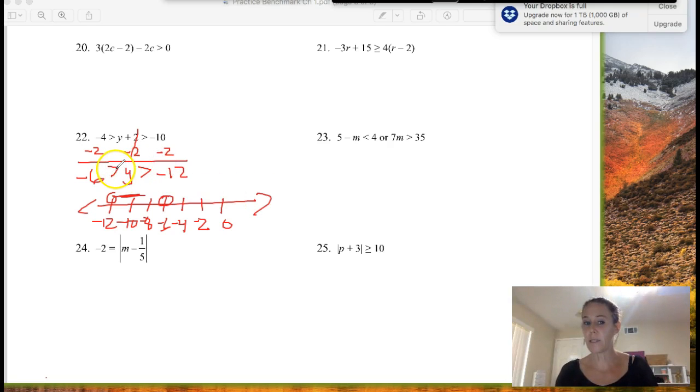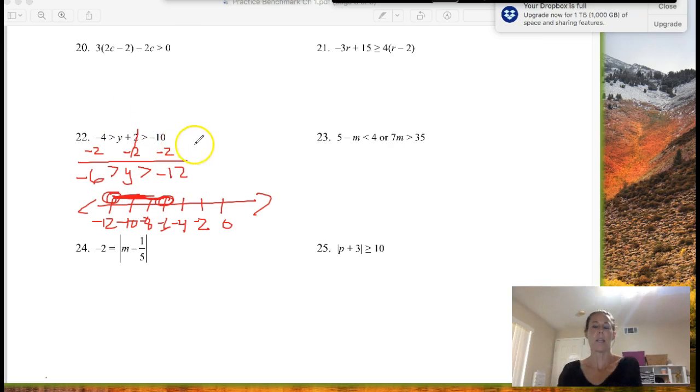Y is less than -6. Since y is less than -6, I would go in the negative direction. It's less than. And what I would cover is this section in between. Okay? So this would be an and type statement.